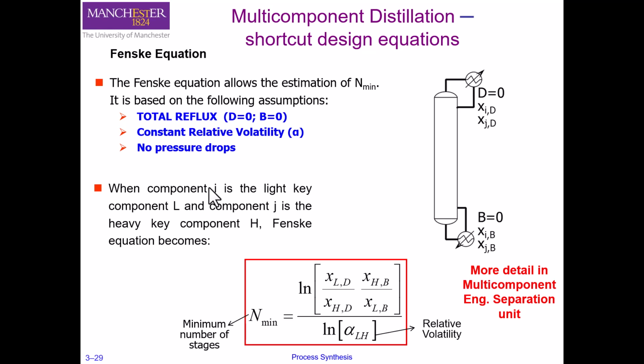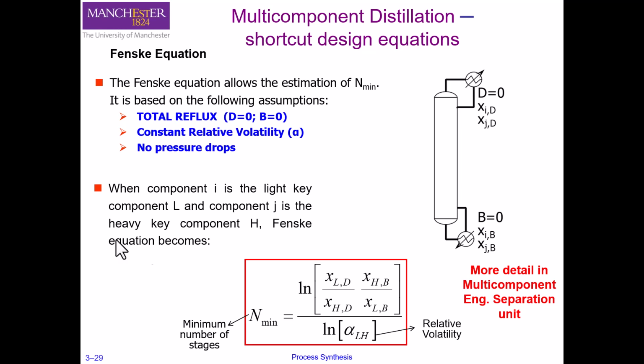So the first equation is what we call Fenske's equation, and it is an equation that gives us the estimation of the minimum number of stages, and the assumptions that we use for this equation are total reflux. It means you don't have any product. You have constant relative volatility, and that is a very common assumption that we take also for binary component distillation as well. And the third one is that there is no pressure drop.